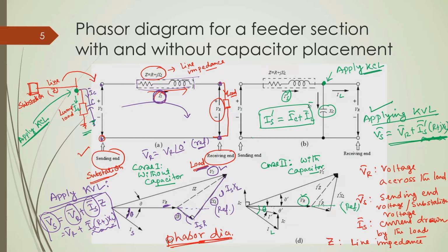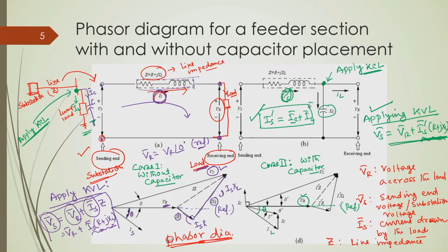Now, as we know, this I L is not the current drawn by the load from the substation. Current drawn from the substation is changed to I s dash. Now, how to get this I s dash? From this KCL equation. So, I s dash is equal to I c plus I L.